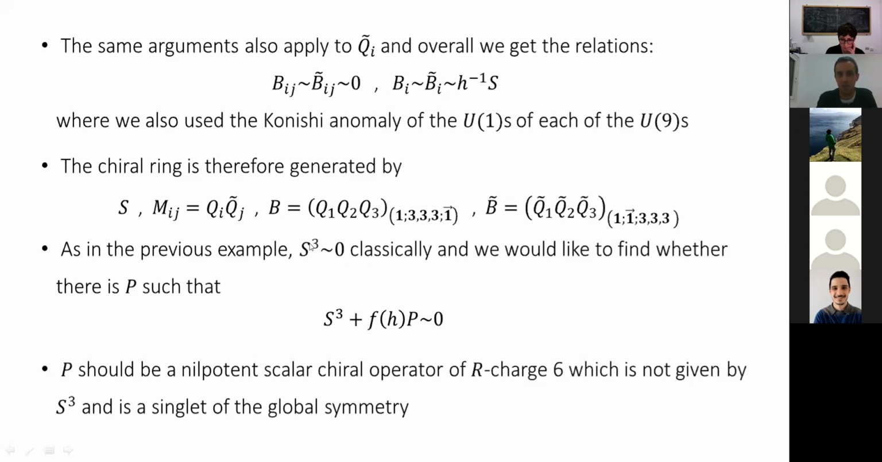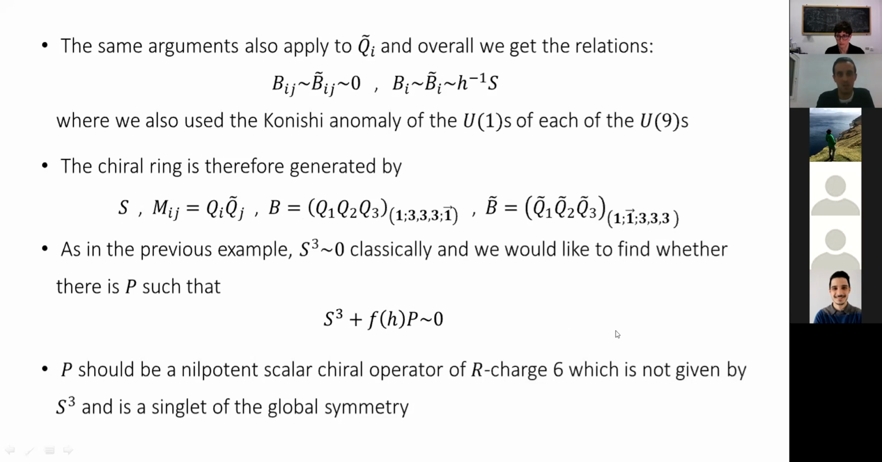As in the previous example, S cubed is classically 0, and we would like to see whether there is an operator P such that S cubed plus this P times some holomorphic function that vanishes at the free point is 0. And then the classical relation S cubed equals 0 is modified quantum mechanically. So again, we look for an operator P, which is nilpotent, is scalar and chiral primary. And it has R charge 6 and is a singlet of the global symmetry, of course. And it should not be equivalent to S cubed because we want to examine operators that will result in an inequivalent chiral ring relation.